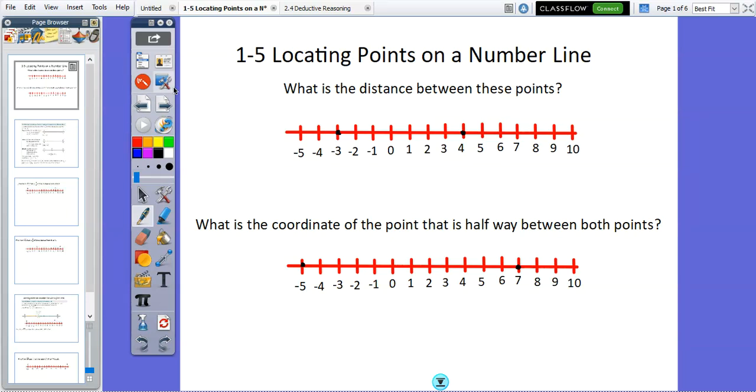Welcome back to some more geometry. Today we are looking at 1-5, locating points on a number line. As a warm-up, we kind of look at this. Hey, what's the distance between -3 and 4?